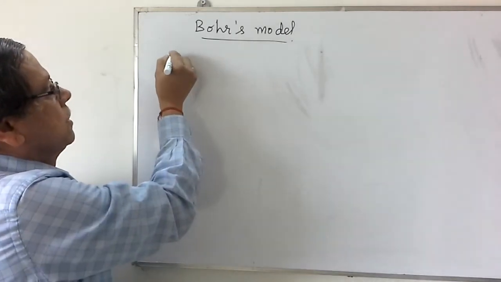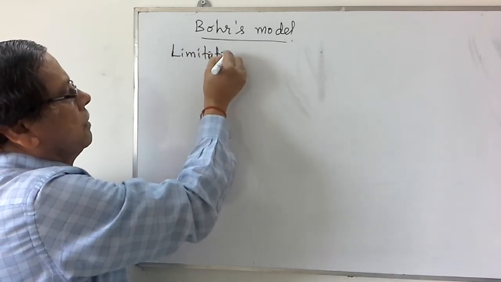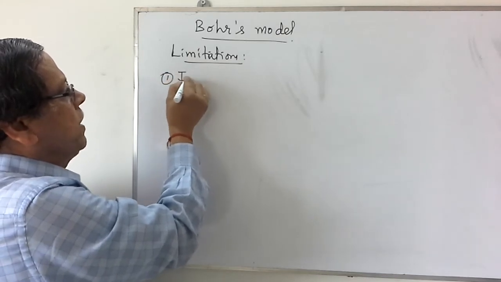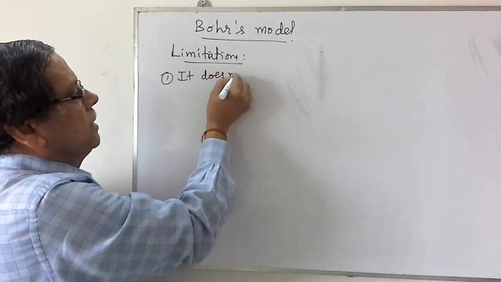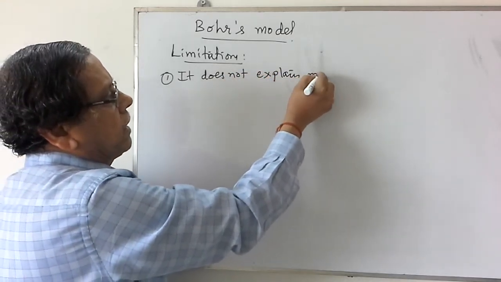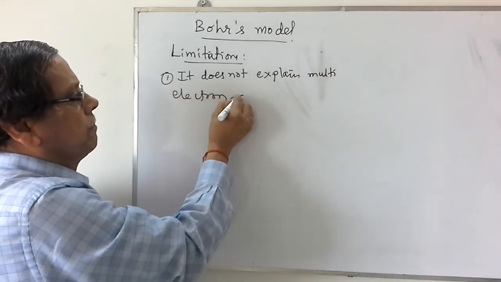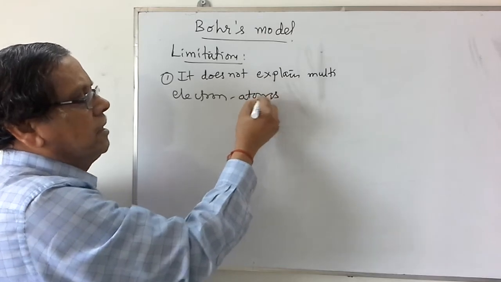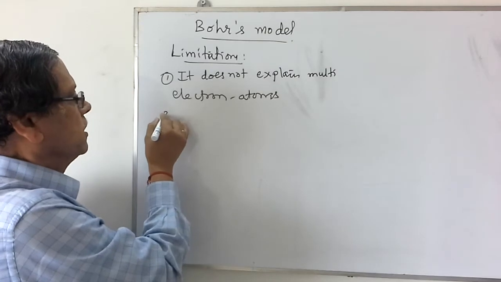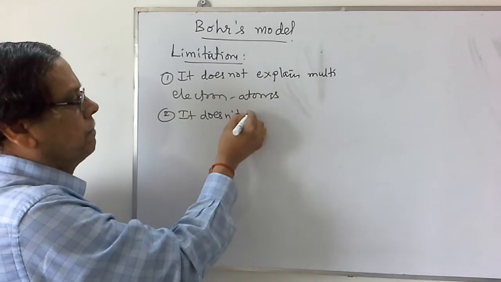The first one is, the limitations we studied in the earlier class: it does not explain multi-electron atoms. So we consider only hydrogen atom or hydrogen-like species to explain the Bohr's model. The second one is it does not explain fine spectrum.